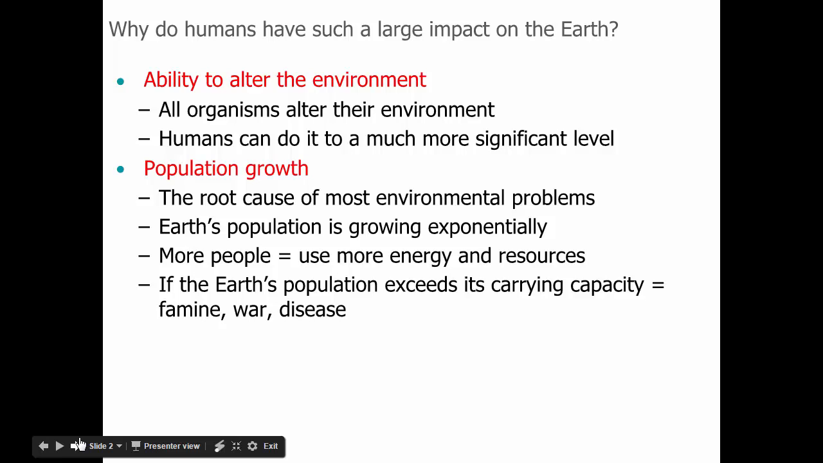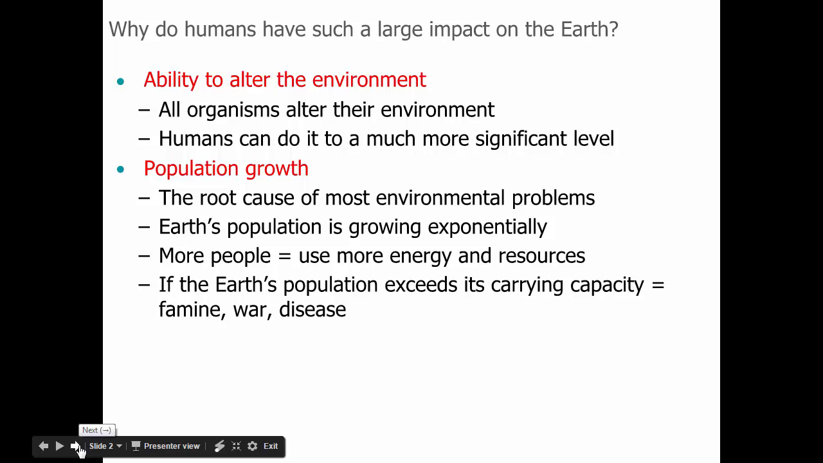Also, humans have a huge population growth. There are a lot of us. And that's a key factor. Because each additional person on the earth requires resources, requires food, wants iPhones and cars and stuff like that. And so the more people you have, the more resources they need from the earth. And that leads to the destruction of various types of ecosystems.